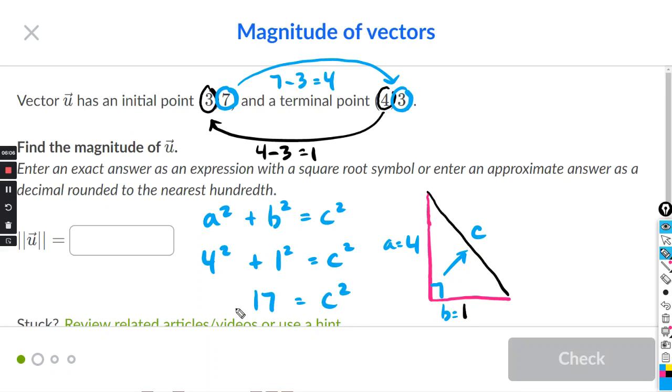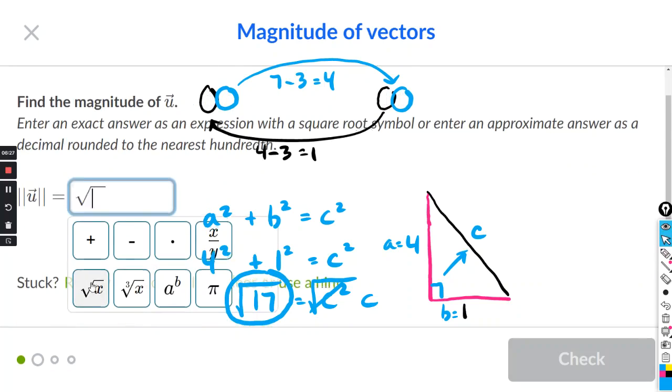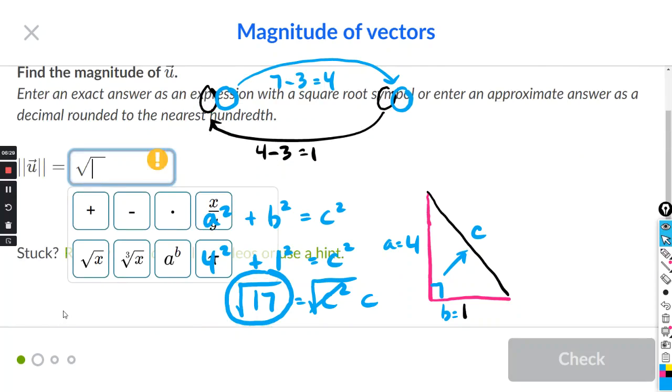Opposite of squared is square root, so do that to both sides. Square root of C squared is just C. Final answer. 17 is a prime. I can't break it up, so I can't simplify that. I'm just going to leave it. Click in the box. Look for your square root symbol, click on that, and type 17.